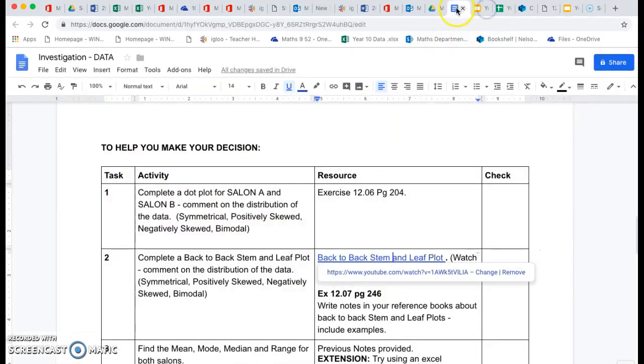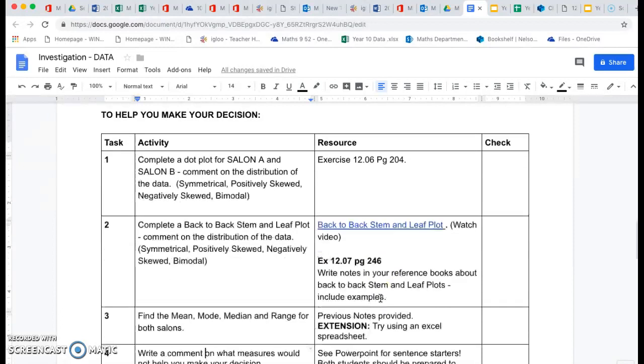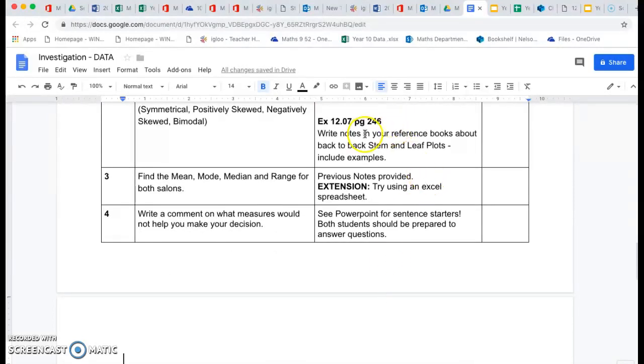There are also some notes that you will need to take from your textbook and write in your reference book. Exercise 207 gives a very clear example of how to do a back-to-back stem and leaf plot and asks some questions. So this will need to go into your reference book, and that is homework.